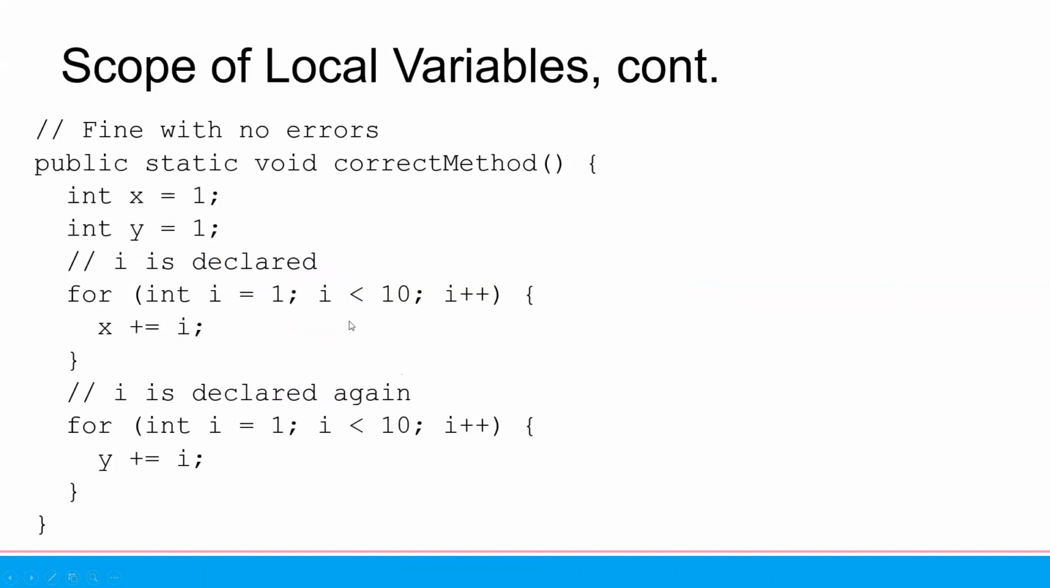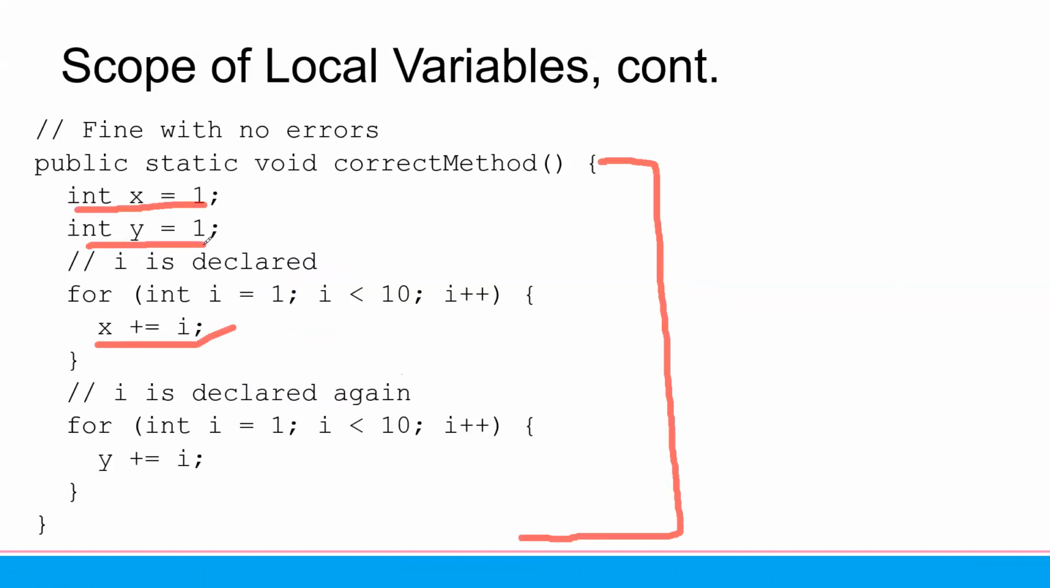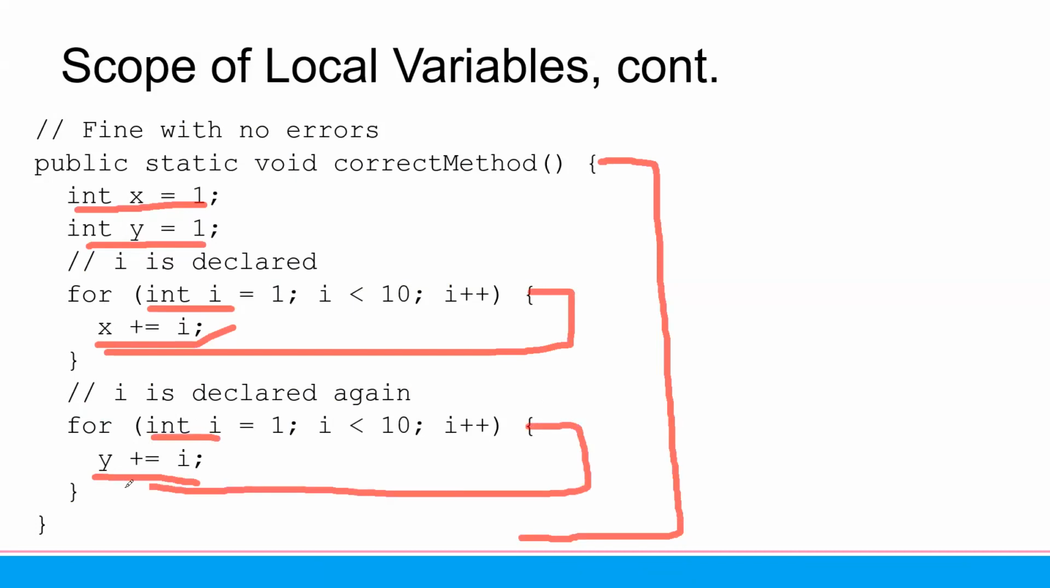Let's see, yeah, this one is the one that I showed you before. If you define X here, you can use X in any place under this block. If you have Y here, you can use Y anywhere as long as it is still inside the block. For I, here, I is declared and I is declared again. It is okay because the for loop is only in this block, and the other for loop was only in that block.